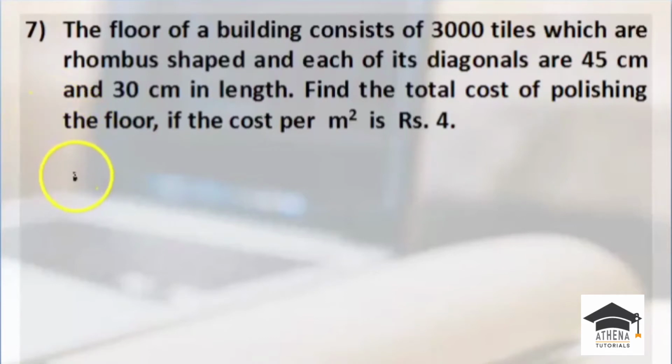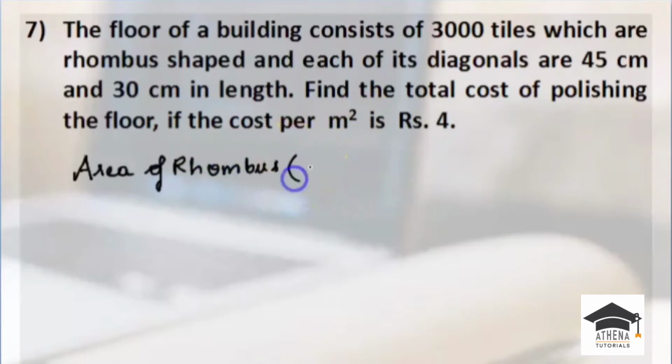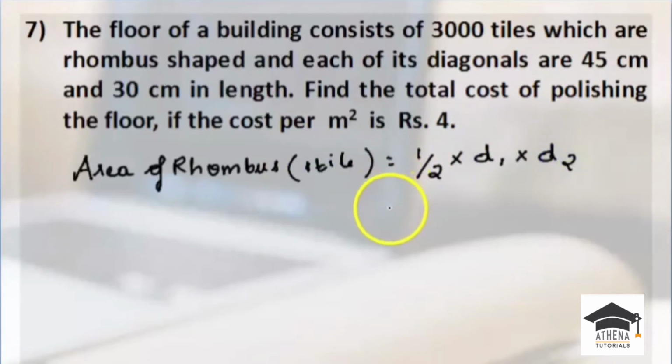So, area of rhombus. Why am I taking rhombus? Since they have given the shape of the tile as rhombus. Or you can take one tile. Area of one tile is equal to half into diagonal 1 into diagonal 2. Half into, the value of diagonal 1 is 45 cm, and diagonal 2 is 30 cm.